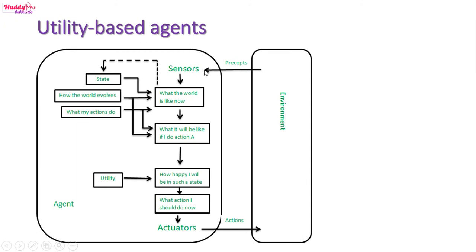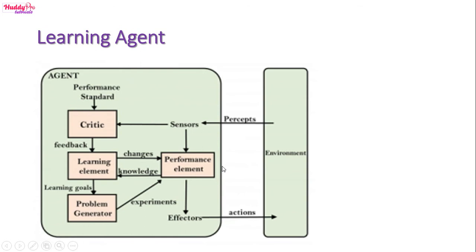So you have the sensors, which I have already explained. Even the goal-based agent has this. But now we have not just a goal, but a utility, the best option: how happy I will be in such a state. Then, based on the best preference that is chosen, the agent will take an action using the actuators to act upon its environment.